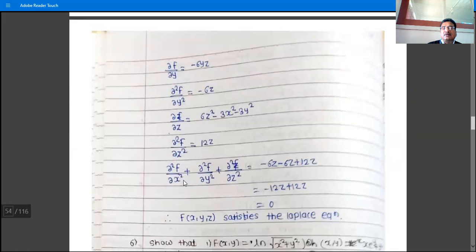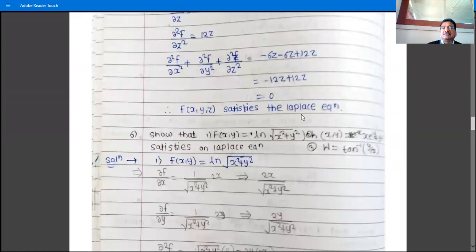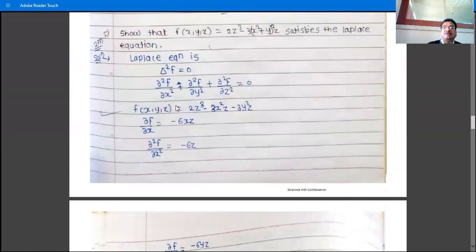Then ∂²f/∂z² is 12z, and the derivative of this other quantity is 0 with respect to z. Therefore their addition is equal to 0, and therefore f(x,y,z) satisfies the Laplace equation. Just remember the Laplace equation. This is the Laplace equation.